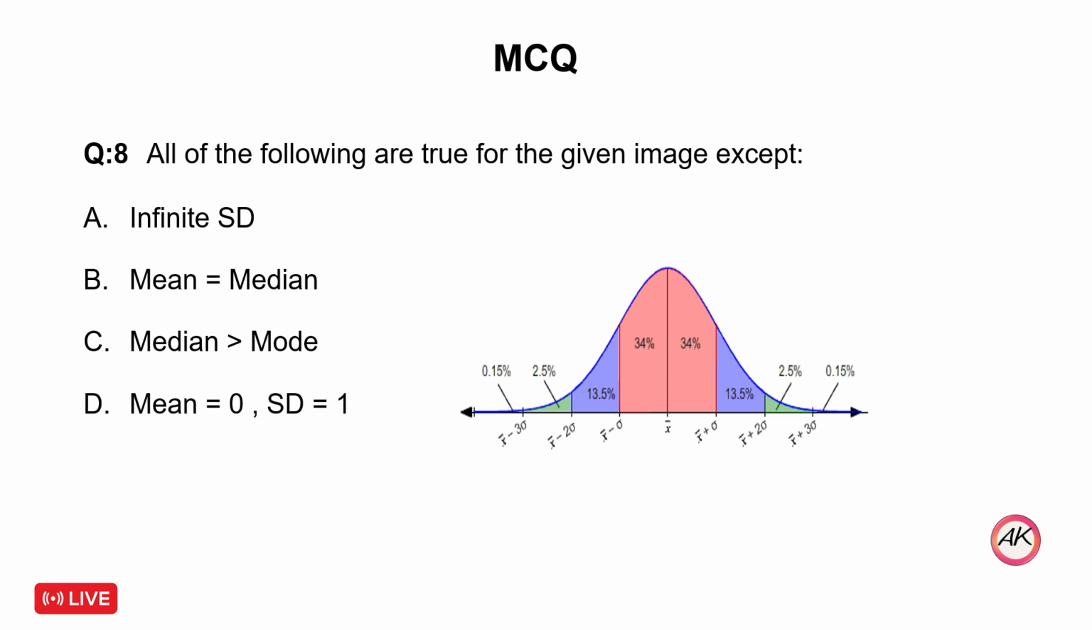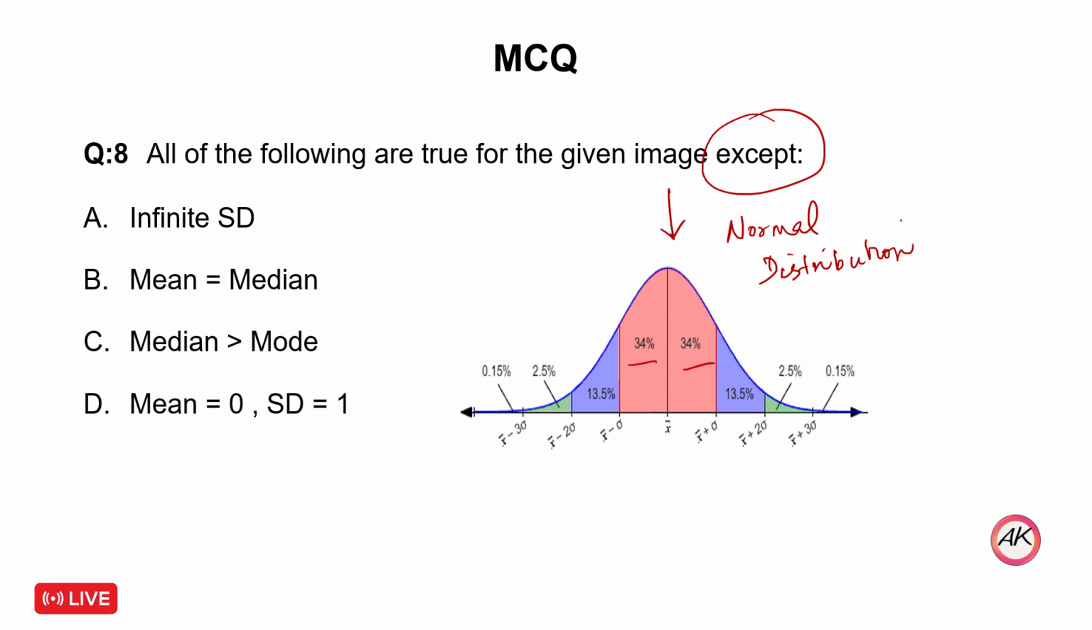Now I hope that you have got enough information on normal distribution. Let's come back to the question. All of the following are true for the given image except. So look into the image. It is clearly a normal curve because it is a smooth bell-shaped, bilaterally symmetrical curve. So it is a normal curve, and the question is about normal distribution.